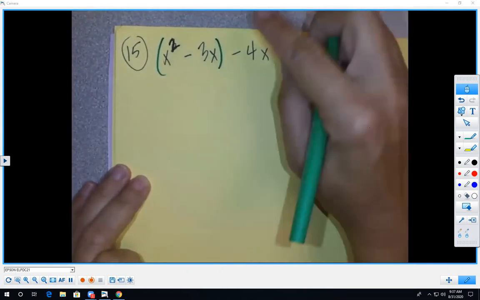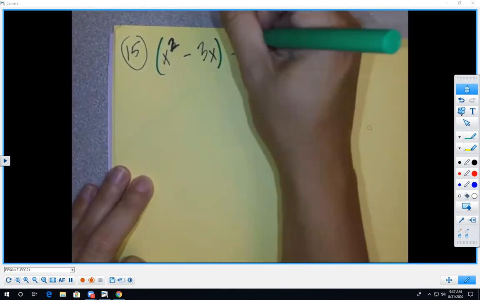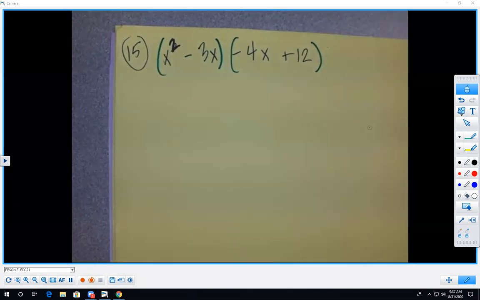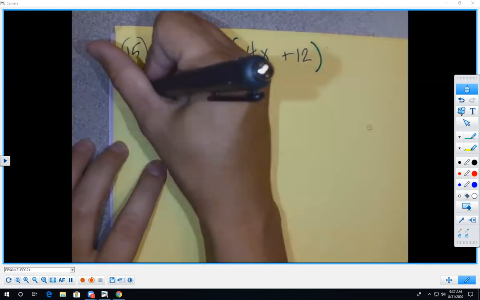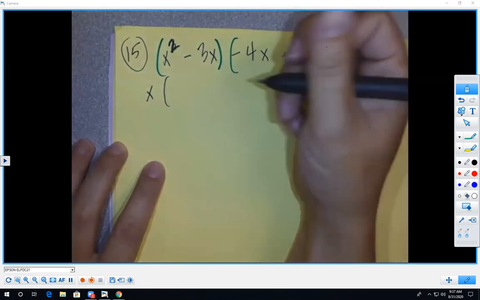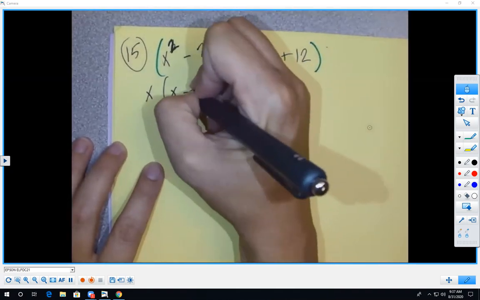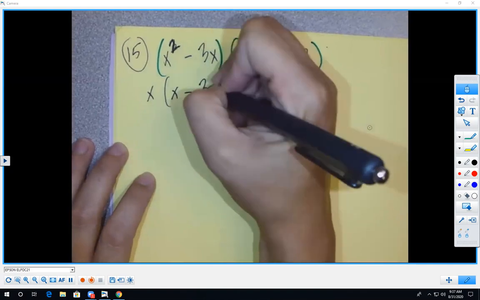Okay, so two sets of parentheses. Make sure you put that minus on the 4x in the second parentheses. What's the greatest common factor for x squared and 3x? X. So if I take out an x, left over is x minus 3.